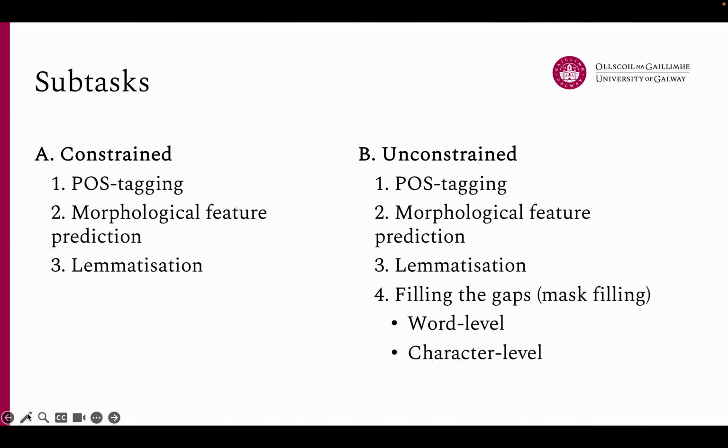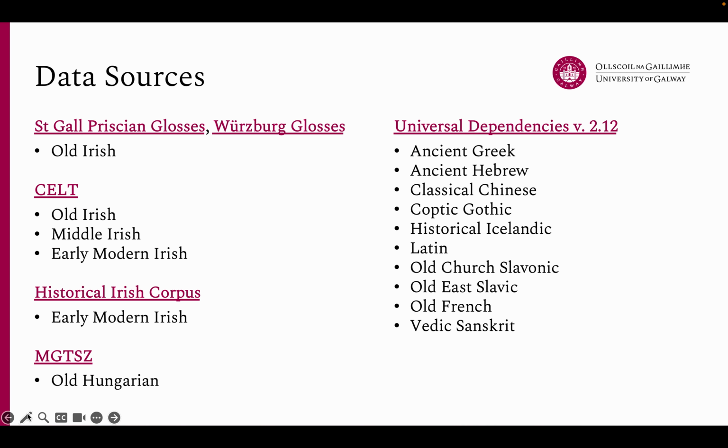As I said before, there were 2 subtasks or 2 tracks, constrained and unconstrained. The constrained track included part of speech tagging, morphological feature prediction and lemmatisation, and the unconstrained track included all these and also fill in the gaps, or mask filling, on word level and character level. The data for problems 1 to 3 comes from Universal Dependencies version 2.12, which was the latest version at the time we created the dataset.